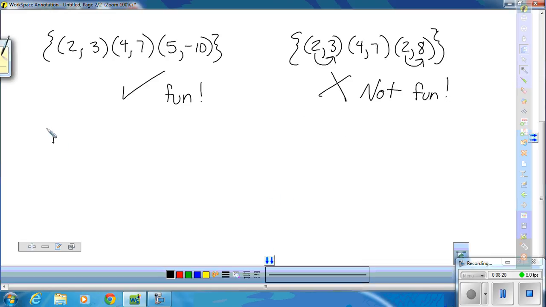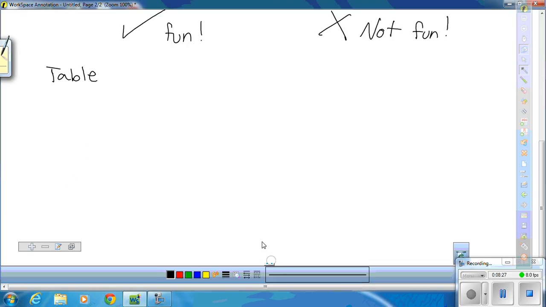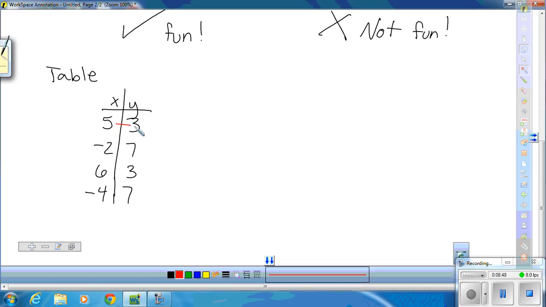If we're looking at a table, it's very much the same idea. I can only have one output for every input. So if I have an XY table and I have (5, 3), (negative 2, 7), (6, 3), (negative 4, 7), all right, I'm looking at this table and I want to figure out whether it's a function or not. If I plug in 5, I get out 3. Every time I plug in 5, I get out 3. Every time I plug in negative 2, I get 7. Every time I plug in 6, I'm going to get 3. Every time I plug in negative 4, I'm going to get 7. Here's where the consistency is.